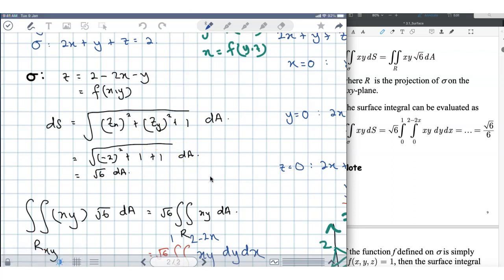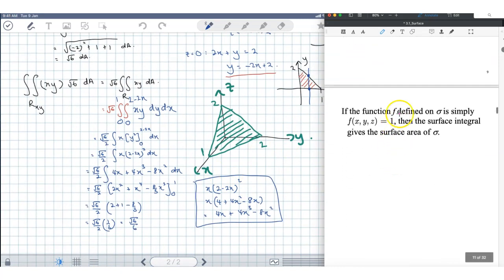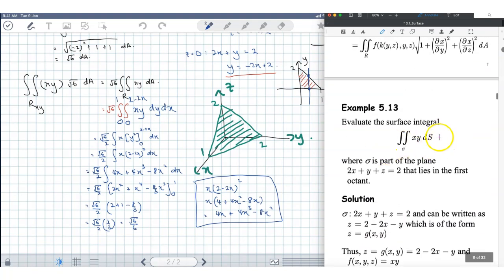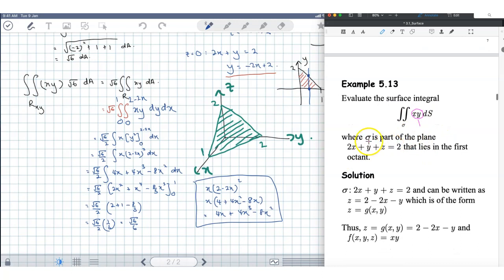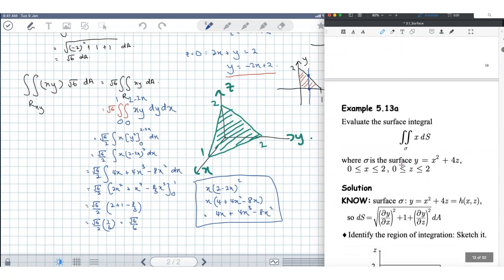So hopefully you understand this. This is only one example, so we can look at another example. Here you have to take note that if your function, or what we call the density function, is equal to 1, then what you calculate here is actually the surface area of this plane. When we assume that the integrand is equal to 1, in physical meaning we are calculating the surface area of this tetrahedron plane. Okay, we look at another example in the next video.